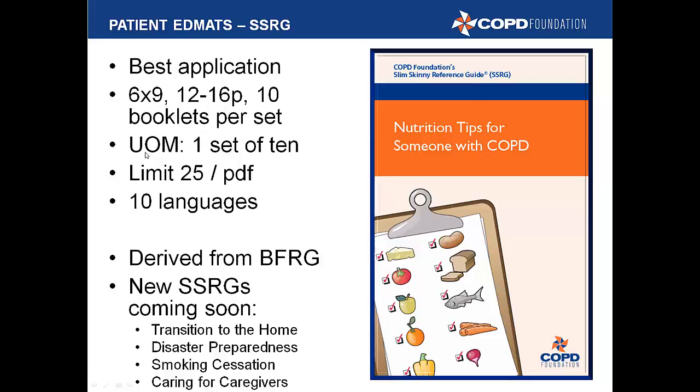The unit of measure for ordering is you'll get 1 set of 10 booklets. This is a high-cost educational material, and we set a limit of 25. If you would like to get printed copies for your patients, we would encourage you to have your patients call our information line directly, and we would be happy to send those out to them in printed format.